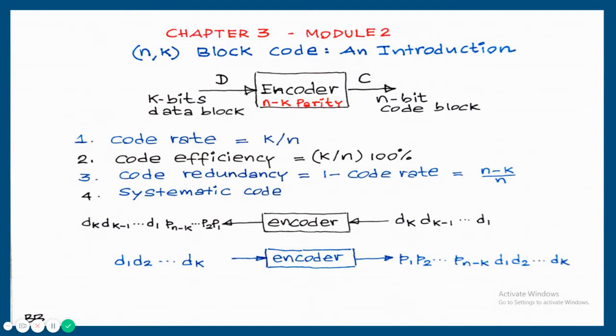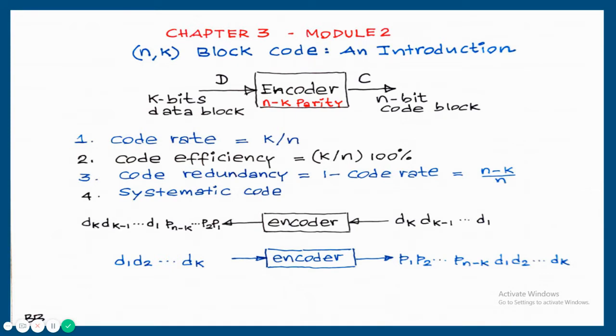From n and k, the following parameters can be calculated. First, code rate, that is k upon n, number of message bits upon number of code bits. Code efficiency: code rate written in terms of percentage. Code redundancy: 1 minus code rate, or 100 minus code efficiency. 1 minus k by n is the same as n minus k upon n, number of parity bits upon number of code bits.